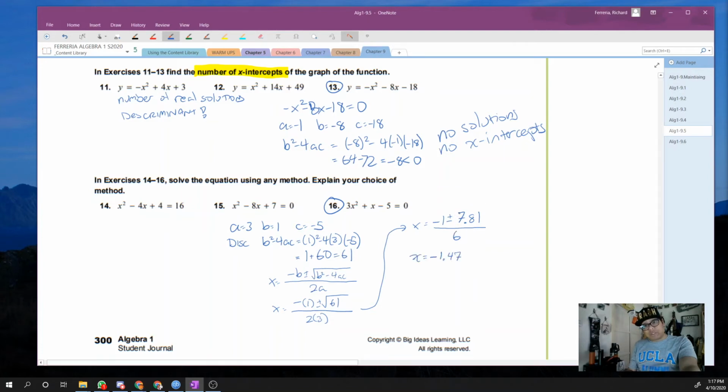Let's figure out our two solutions. The first one is negative 1 minus 7.81 divided by 6. That's negative 1.47. And then negative 1 plus 7.81 over 6. That's x equals 1.14.